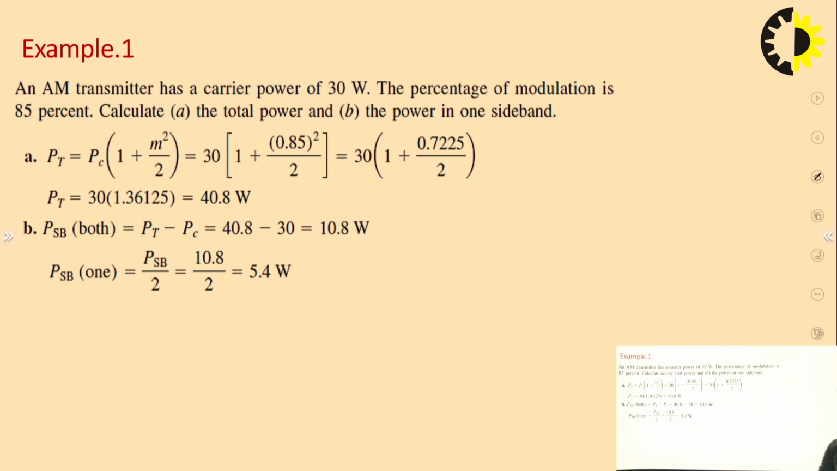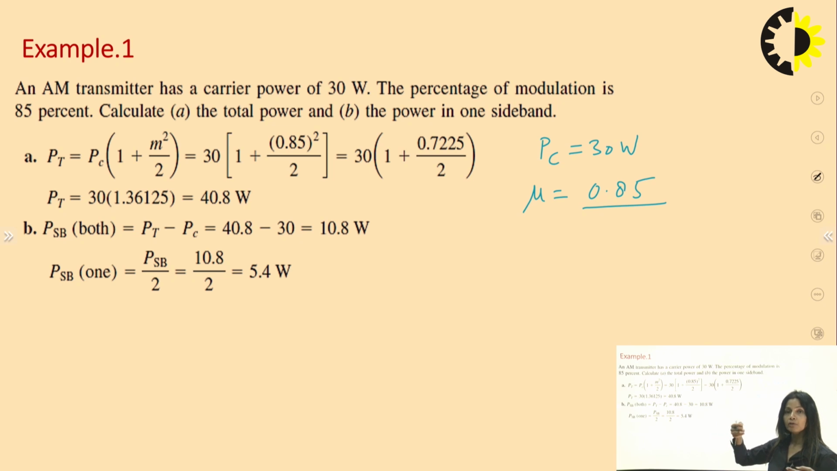Now we will see one example here. The question is: an AM transmitter has a carrier power of 30 watts. That means PC is equal to 30 watts. The percentage of modulation is 85%, that is mu is given as 0.85. You will keep the value of mu between 0 and 1. In the numerical you do not keep 85, you keep the modulation index between 0 and 1. What is the total power formula?